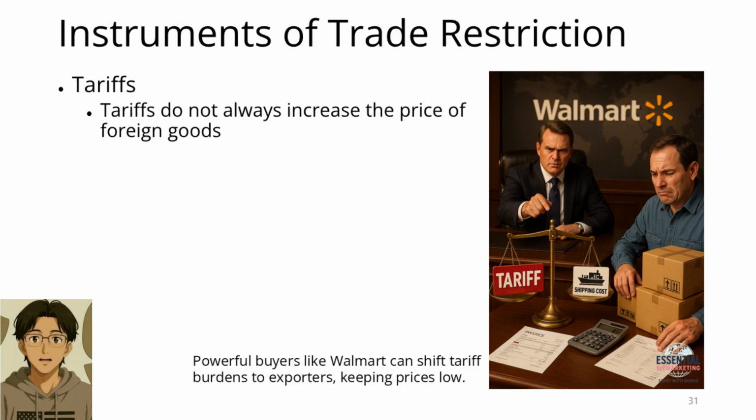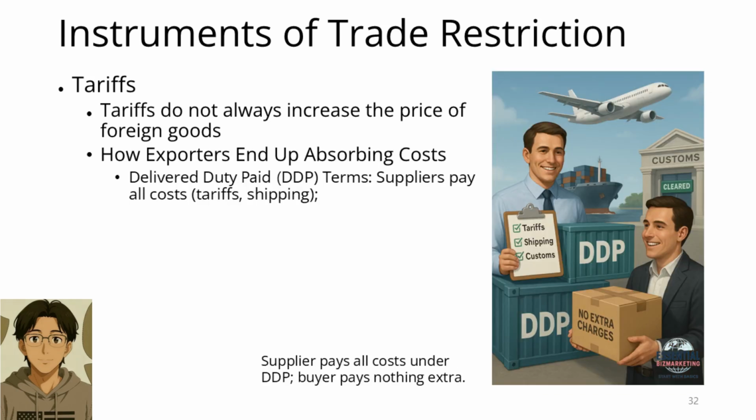In many cases, exporters themselves absorb the extra costs to stay in the market. One way this happens is through delivered duty paid, or DDP agreements. Under DDP terms, the supplier covers all costs: tariffs, shipping, and customs clearance. This guarantees that buyers face no additional charges at the border.